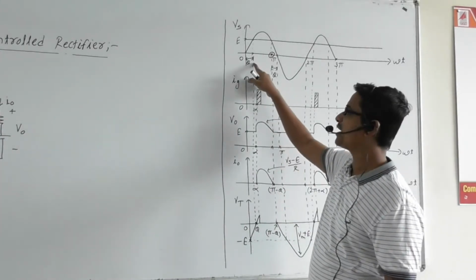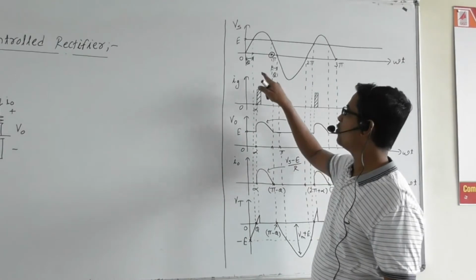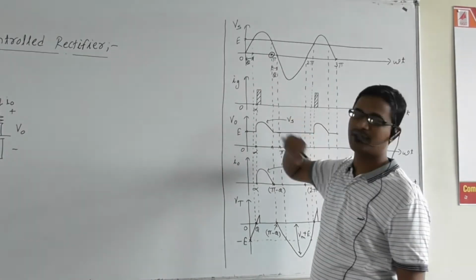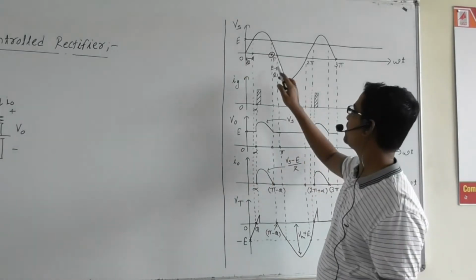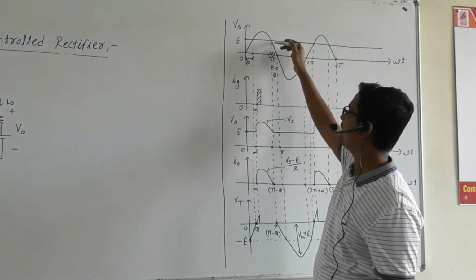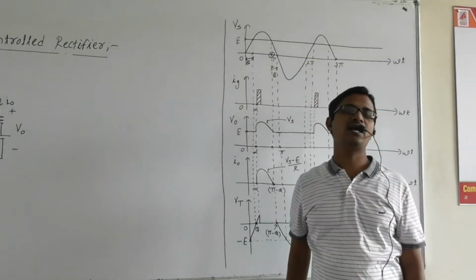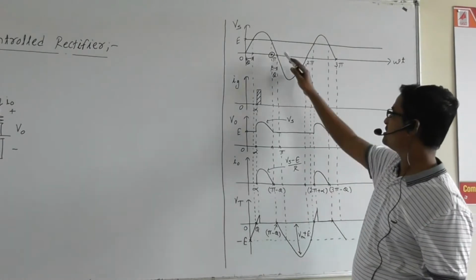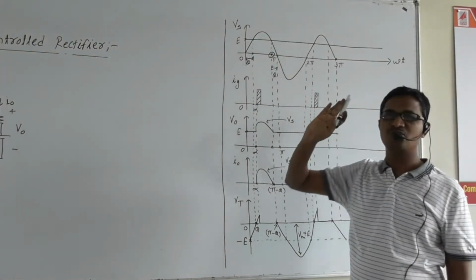For omega t less than theta, VS is less than E. For omega t between theta and pi minus theta, VS is greater than E. And for omega t between pi minus theta and pi, VS is again less than E. When VS is negative, we have a negative supply voltage, but E is positive only.